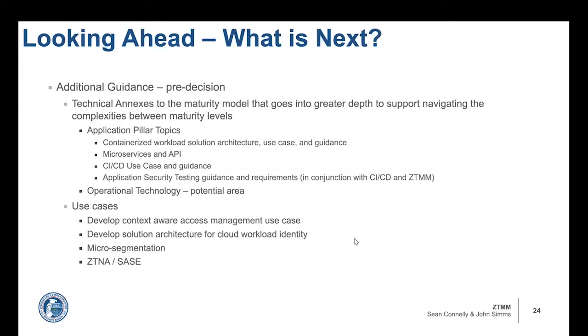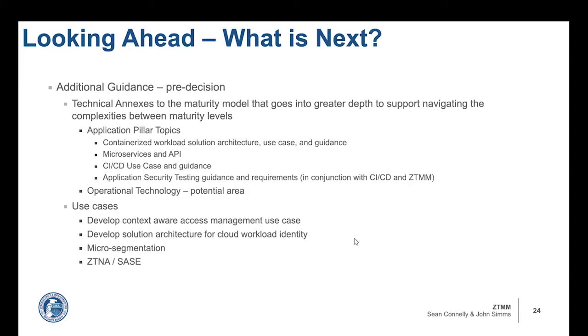So as we look ahead, there's a couple areas we're interested in here, and I'll bring in John to talk about some of this. We're not looking at coming out with a version 3 of the maturity model anytime soon, but maybe annexes going deeper dives into some of the pillars. We recognize there's a lot of interest in the application pillar, and also in operational technology. It's a little different as we talk to different stakeholders for OT versus enterprise, so we may expand or develop guidance toward those two areas.